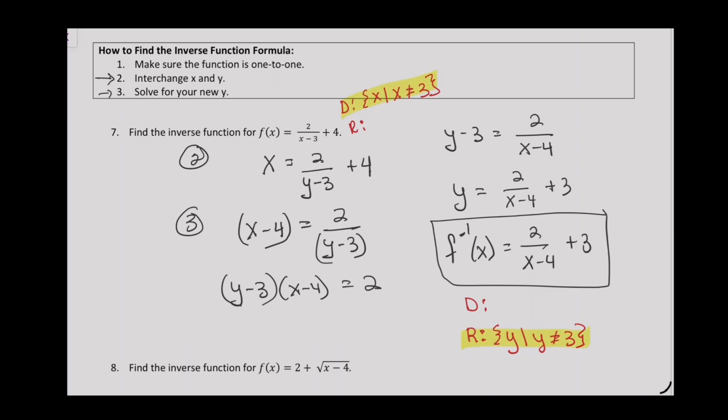Now, I'm going to go one step further and ask, what about the domain of the inverse? So let's go to the inverse function. I can see that I cannot have x be 4, because that would give me a denominator of 0, which is bad, and undefined. So I'm going to go back up. If that's the domain of the inverse, then it is equivalent to the range of the original, the set of y values such that y is not 4, like so.